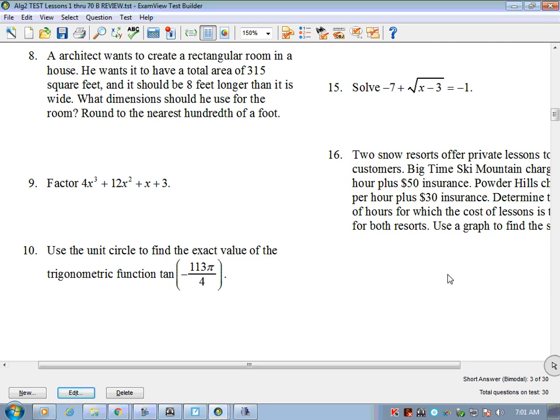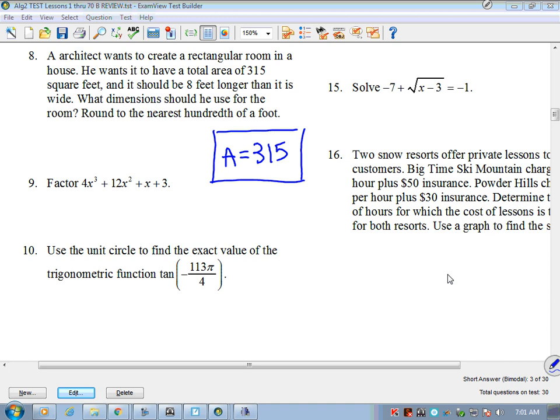An architect wants to create a rectangular room in a house. He wants to have a total area of 315 square feet. It should be 8 feet longer than it is wide. What dimensions should be used for the room? Let's start off by drawing a picture. There's his rectangular room. Area is 315, 8 feet longer than it is wide.